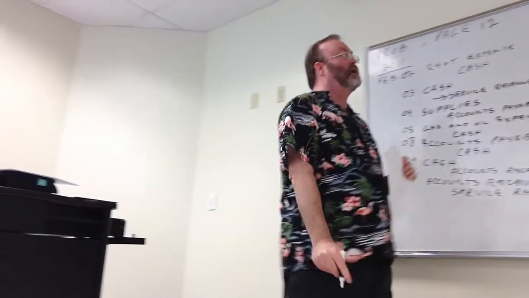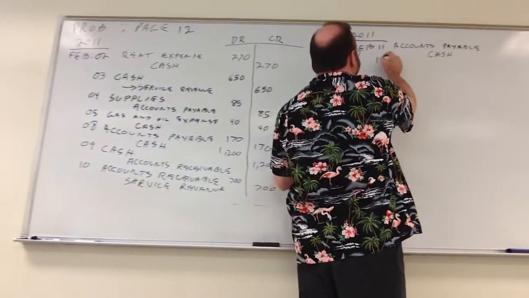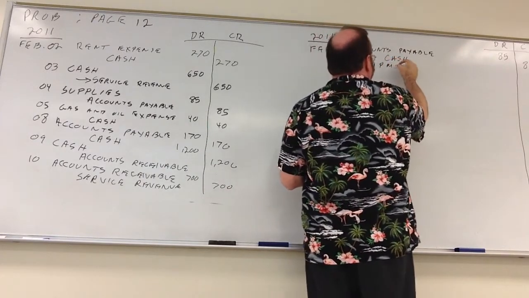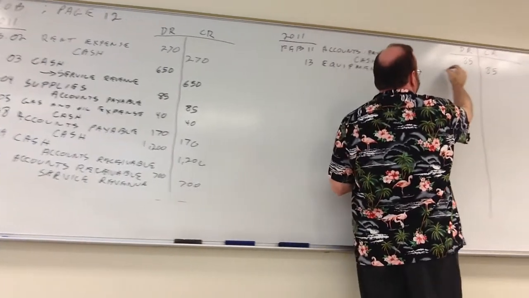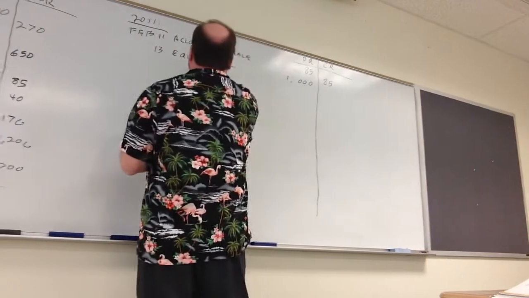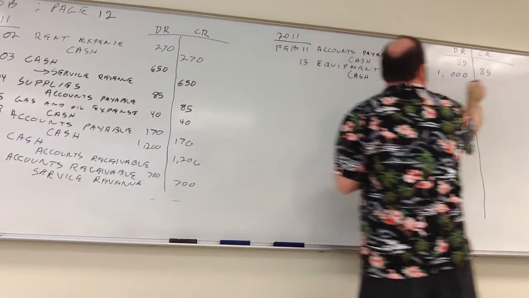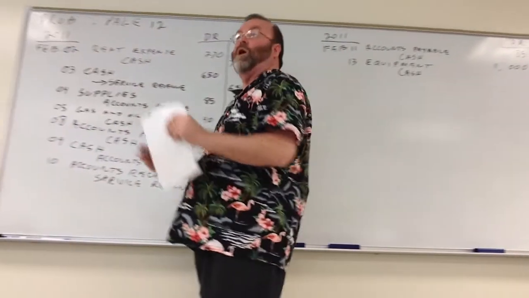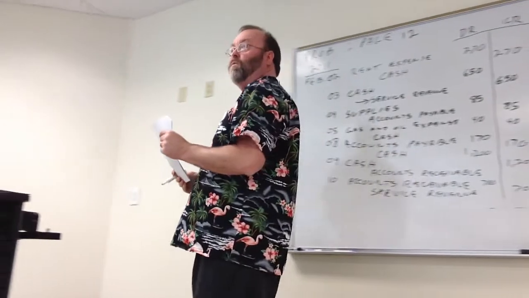On the 13th, we received and paid cash for playground equipment that was ordered back on February 6th. $1,000. Equipment, exactly. And how are we paying for it? Cash. Are they all gonna be cash? Not necessarily. It could have said received equipment on account, in which case it would have been what? Accounts payable.